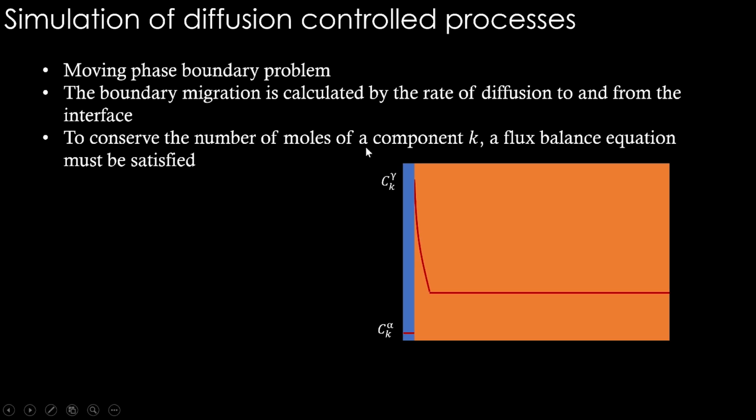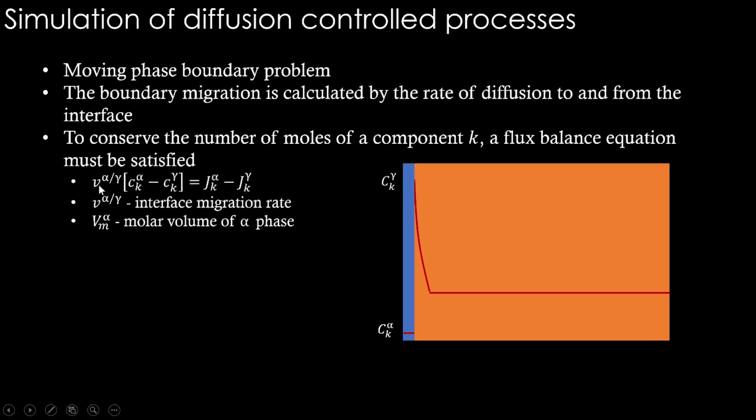To conserve the number of moles of a component K, a flux balance equation must be satisfied. This is imposed by this local equilibrium. If you see, velocity of this alpha gamma interface, V alpha gamma, this is interface migration rate, or you can call it velocity. Okay, this interface migration rate is given here multiplied by composition of that element in alpha minus composition of that element in gamma. It should be equal to the flux of that element in alpha minus flux of that element in gamma, right? So the flux cannot be anything.